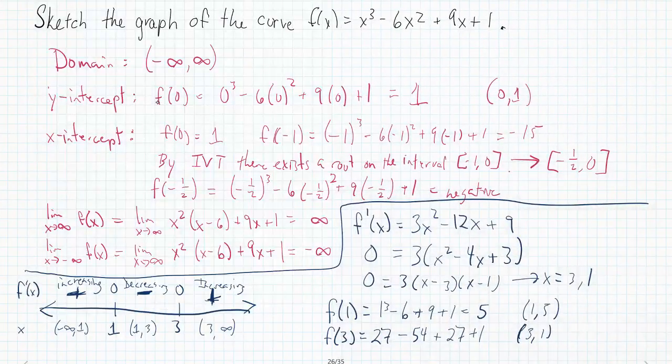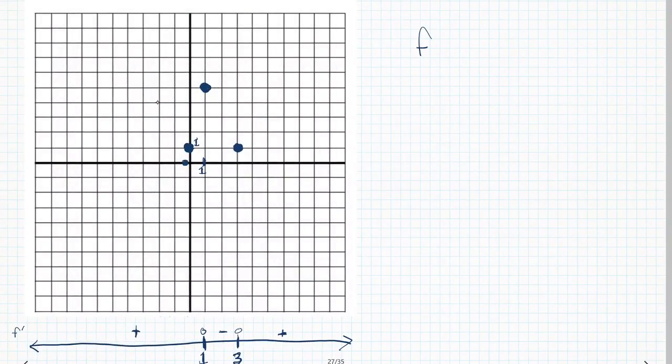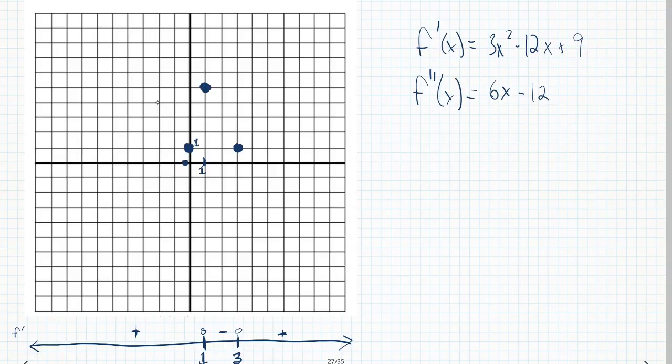Now what was our, we had our first derivative, we already took care of that. 3x squared minus 12x plus 9. So first derivative was 3x squared minus 12x plus 9. It's time for the second derivative. So that'd be 6x minus 12. Oh, that's going to be nice.